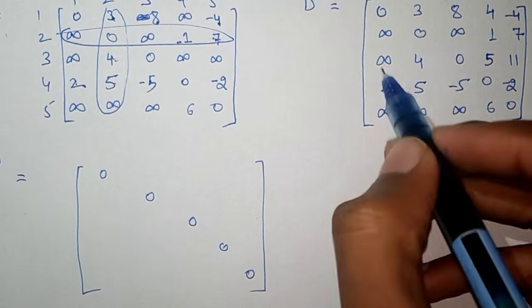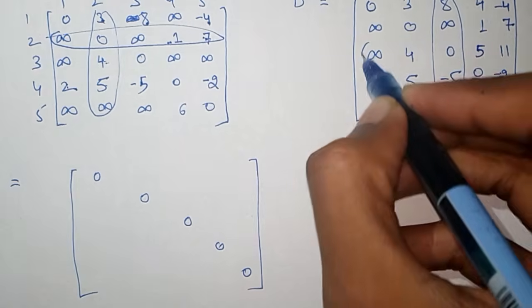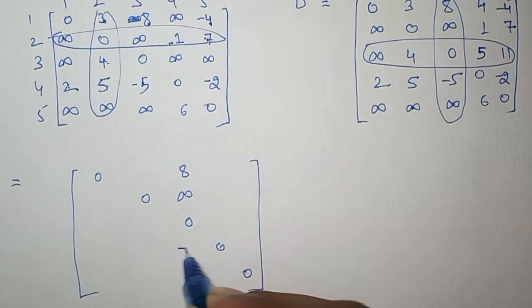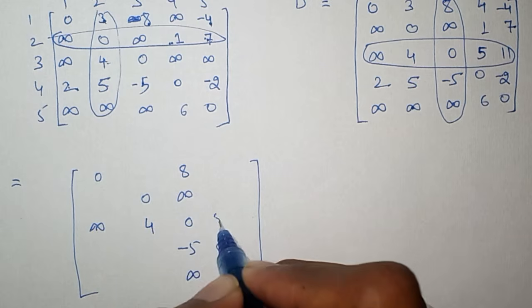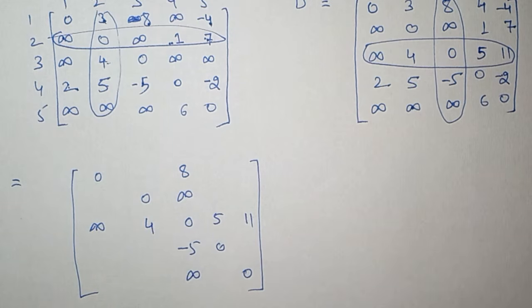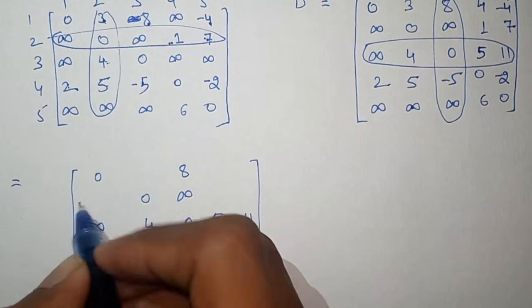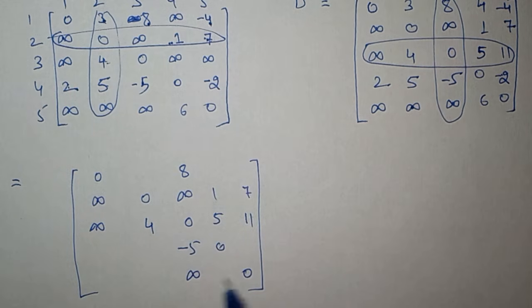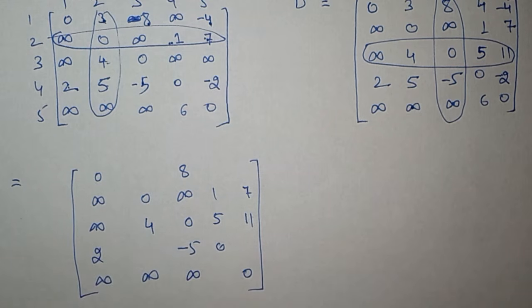The third row and third column of the D2 matrix will be copied the same, this row and this column. So 8, infinite, 0, -5 and infinite, 4, 0, 5 and 11. Again using the same hack, here comes an infinite, so this row will be copied the same into D3: infinite, 1 and 7. Here also an infinite, so infinite, infinite, 6 and 0. Here also an infinite, so 2 comes the same.